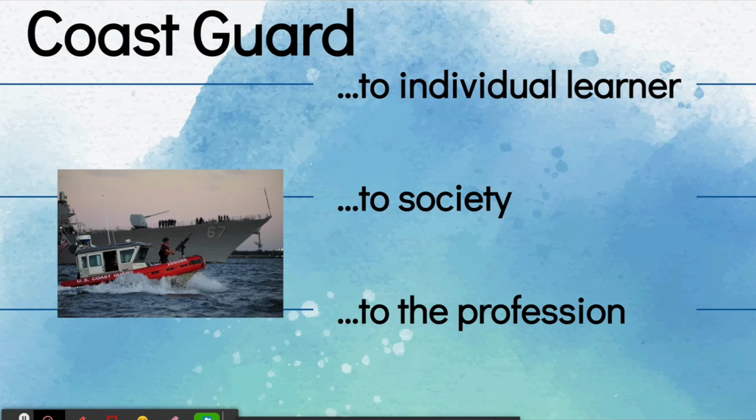AECT's Code of Professional Ethics frames 3 commitments aimed to assist all participants of the educational and technological community in ethical conduct: a commitment to individual learners, a commitment to society, and a commitment to the profession.